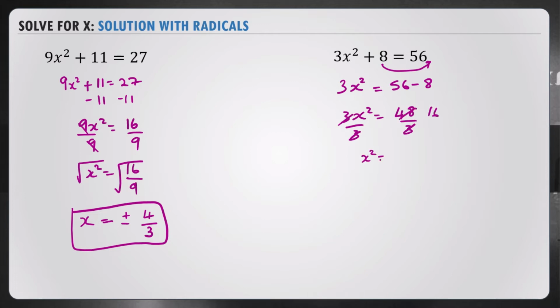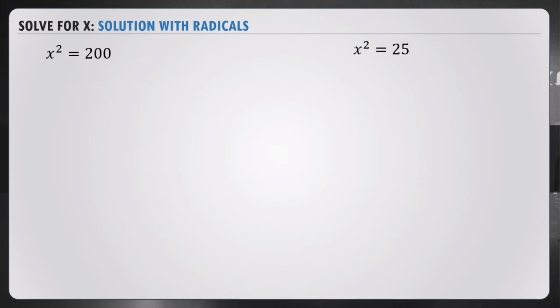So x squared is equal to 16. Square root on both sides gives me x is equal to plus or minus 4, and you get two solutions for this problem. Next one, x squared is equal to 200.